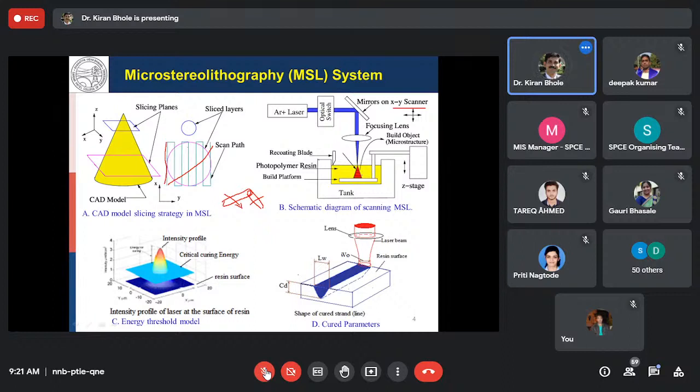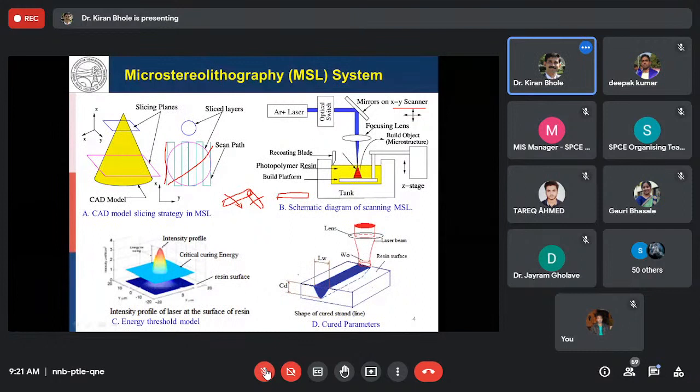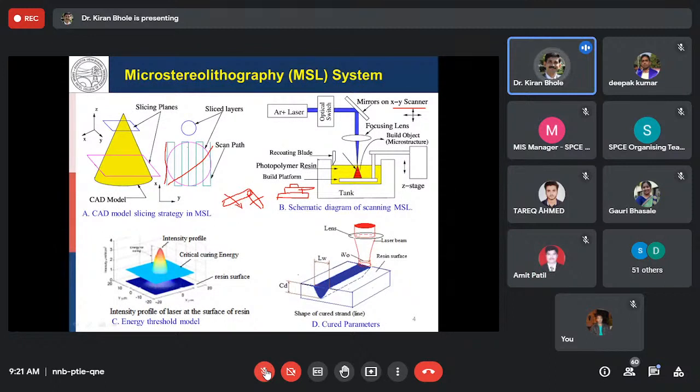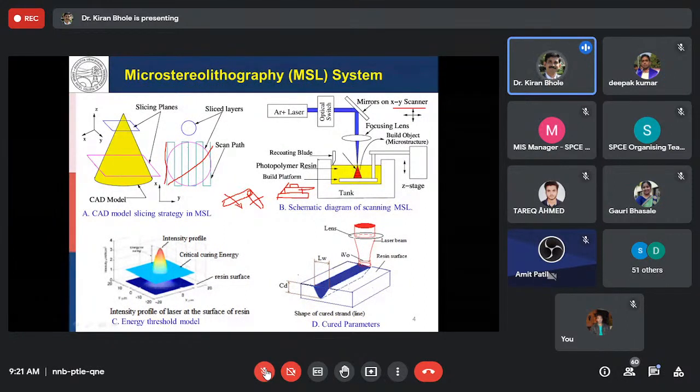Typically, the first layer is a form like this, and if it is a coarse structure, the second layer is a form like this, the third like this, and so on. So you can see this is the stair stepping effect that is generally observed, and that is not good. To avoid this staircasing effect, we need to slice the component into a large number of planes, but slicing into a large number of planes will lead to large fabrication time.